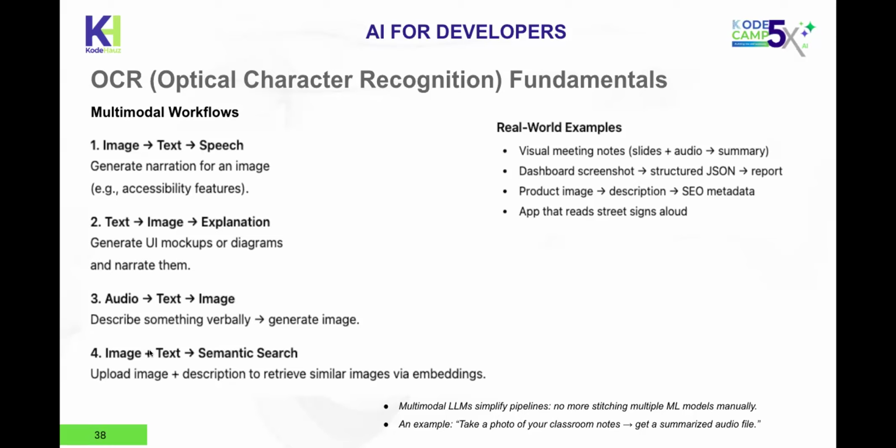I'm giving everyone ideas. So these are some of the things that you can do with all of this AI. Real world examples: visual meeting notes, where you take slides and audio and summarize them; dashboard screenshot to structured output. You can take a screenshot of a dashboard, maybe because you want to do a report, and it can generate a structured JSON of a report.